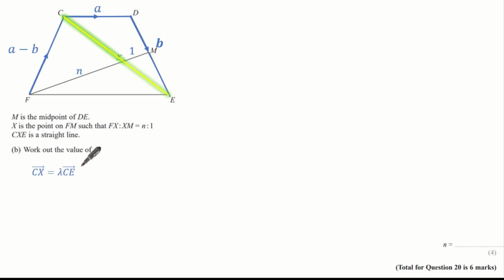Now I know to work out the vector CE, it's simply a plus b. So the vector CX is simply lambda multiplied by our vector CE. Multiplying out, I have the vector CX is lambda a plus lambda b. Now I don't need to know lambda, but we have something very important here, the coefficients. You'll notice the coefficients of a and b are the same.